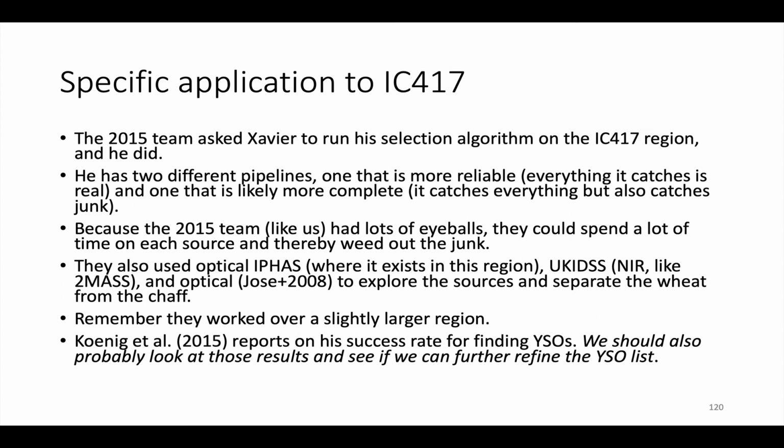And then moreover, remember that Koenig, around the same time as when the 2015 team was working, was writing a paper on his success rate for finding young stars. So the 2015 NITARP team couldn't do that. So we should look at the Koenig 2015 results to see if we can refine the young star list.